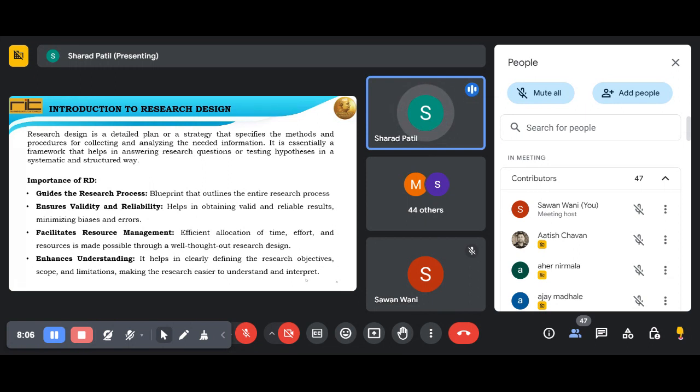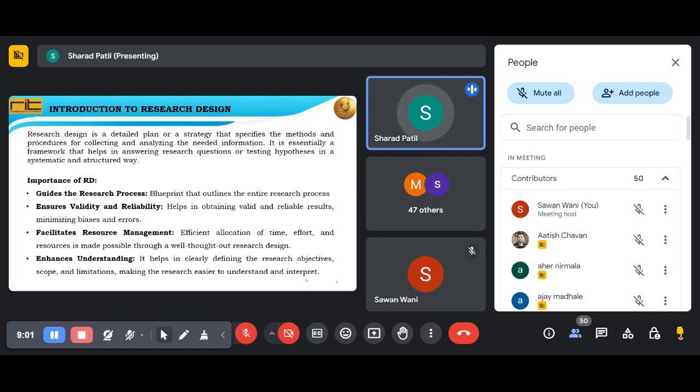A short introduction about this again: research design. Everyone is well familiar with the word design, and it is now related to research design. Research design is a systematic plan or systematic approach to collect and analyze the data, whatever research you want to do, and then present that information. It is a detailed plan or strategy that specifies the methods and procedures for collecting and analyzing the required information. It is essentially a framework where we answer the different questions and also test the questions we asked during the design of this research.